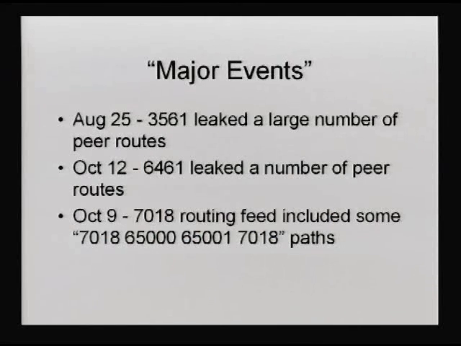Some of the major events that I've noticed: I sent an email out to the NANOG list back in August when Savvis leaked a large number of their peer routes from one peer to another. The feed from Route Views, AT&T, I believe they feed out of one of their labs or something, which is probably why they leaked some of these AS paths with the private ASNs into Route Views too, as well as AboveNet. MFN has leaked a large number of peer routes in the past.